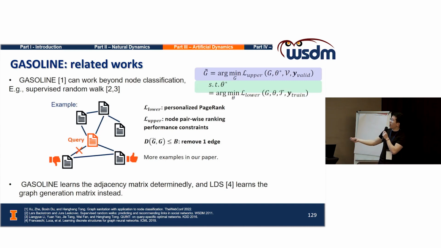In addition, our method updates the graph in a deterministic way, right? We flip edges, or we do some learning-rate-constrained gradient descent. But we can also update the graph by updating its graph generation matrix. For example, some works like LDS formulate the graph topology as a Bernoulli matrix, whose entries represent the probability that two nodes will be connected or not. And they try to update such a graph generation matrix instead.